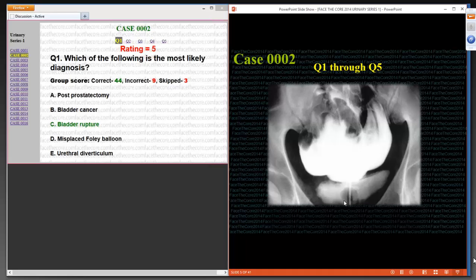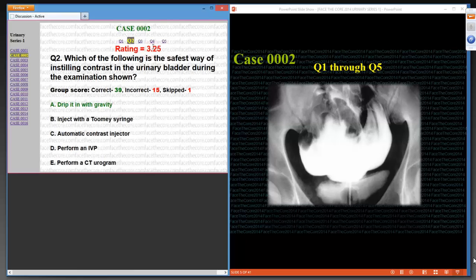Those of you who call it something else do need to realize that this is the bladder here. The Foley's balloon is not misplaced. It is in the bladder, and this is the contrast outside the bladder. Intraperitoneal bladder rupture is very typical, and you need to be able to identify that. Which of the following is the safest way of instilling contrast in the urinary bladder during the examination shown?